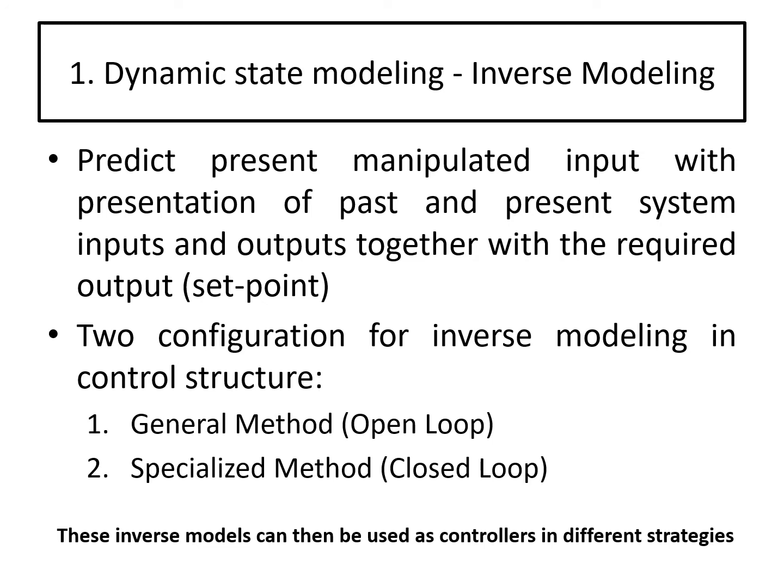So we have two configurations we can get in terms of the neural network structure. What we call the general method and the specialized method to get the inverse model, and then this can be used. These inverse models can be used as controllers in different strategies, because the inverse model is the control itself, so you can put it into different strategies and call it different names. But to get inverse modeling, we have two methods basically. As I said just now, it is the general method, which is called open loop, or the specialized method called the closed loop.